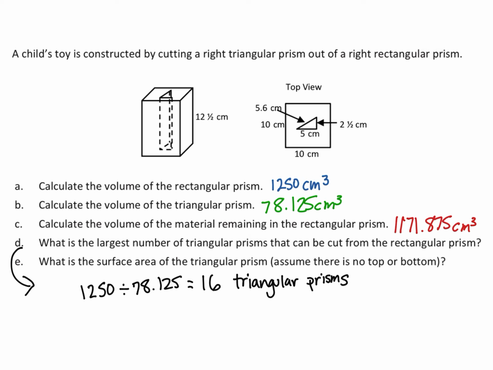E is asking what is the surface area of the triangular prism if we don't have a bottom or a top. So we just have a front, a right, and a back. So front, right, back. And the front is a 5 by 12.5, because it's 12.5 tall. The right is 2.5 by 12.5. And the back is 5.6 by 12.5.